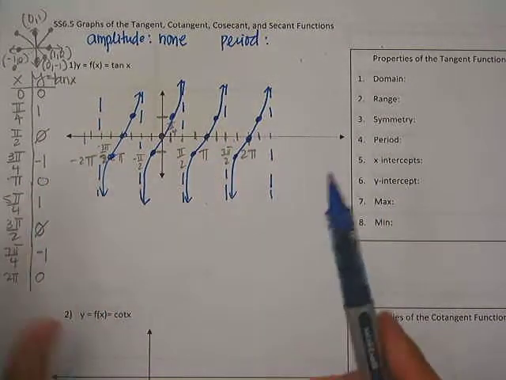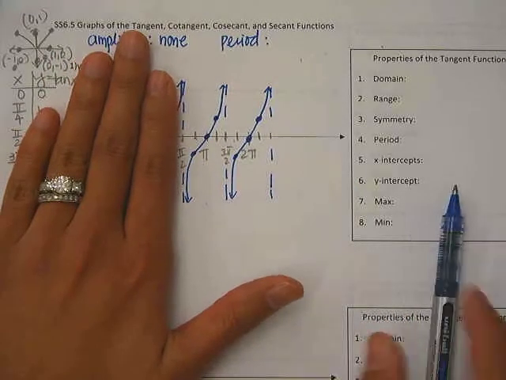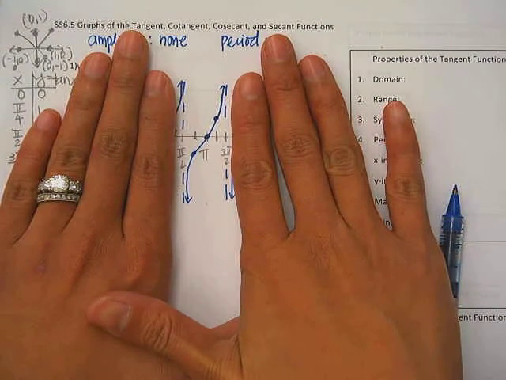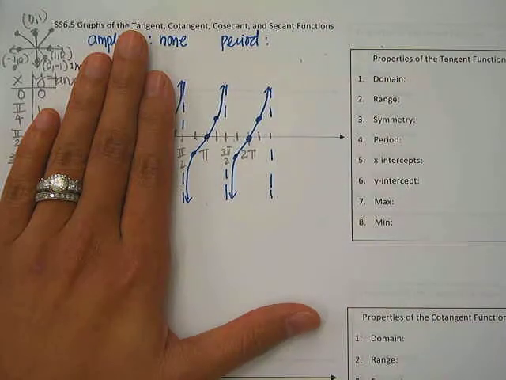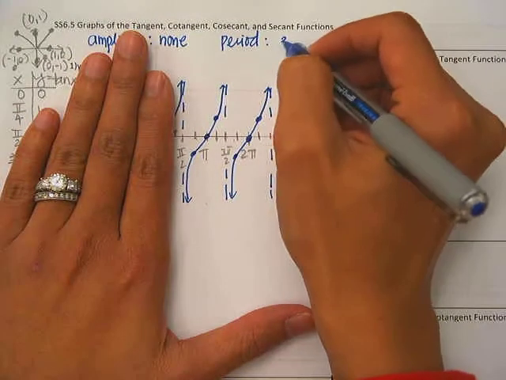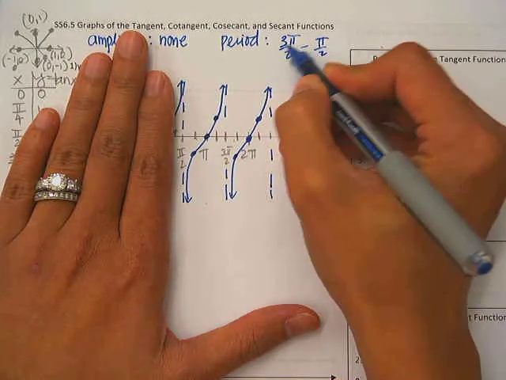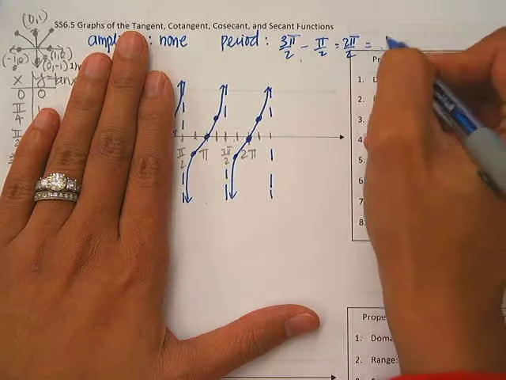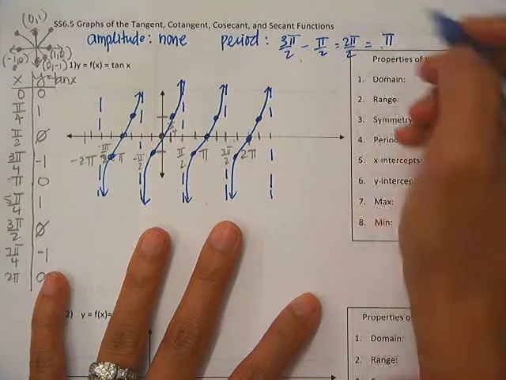So the distance of repeating. Let's take from here to here. See that right there? From that first asymptote to this asymptote. It looks like the first asymptote is pi over 2, and the next asymptote is 3 pi over 2. So if I subtract 3 pi over 2 minus pi over 2, would you agree that 3 pi minus pi is 2 pi, divided by 2? So the period of tangent is pi, okay?